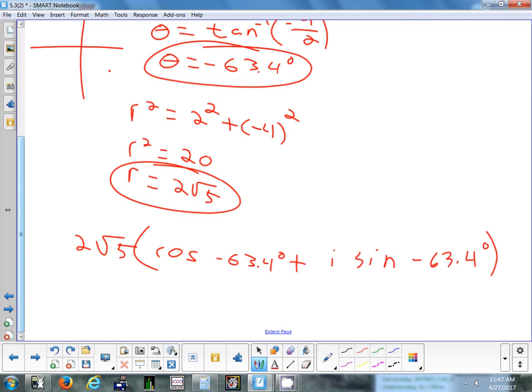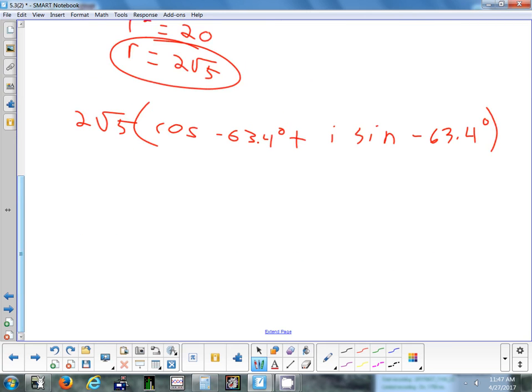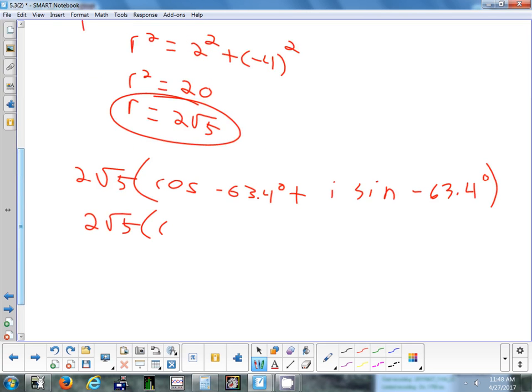Does anyone want me to write that out? Yeah. So one way to get your answer is just take the negative away from the cosine. It doesn't make a difference. And move the negative in front for the sine. Those are the same answer. And the third way would be to take -63.4 and add what number? Add 360. And that's how you write a complex number in polar.